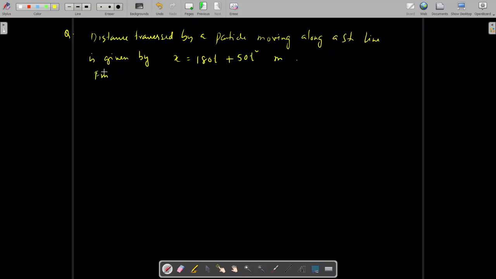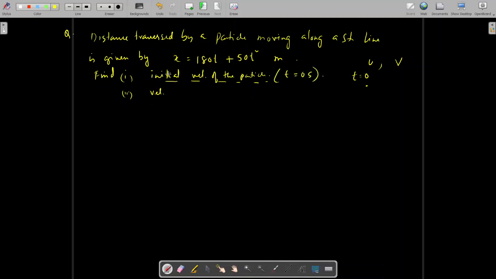Now what they have asked you: number one, find the initial velocity of the particle. You have already learned in class 10 that initial velocity is denoted by u and final velocity is denoted by v. When they ask you to find the initial velocity of the particle, initial velocity means at t equal to 0, just at the start. At the start, time is always 0. So when they ask for the initial velocity, you should always remember that t is equal to 0 seconds.